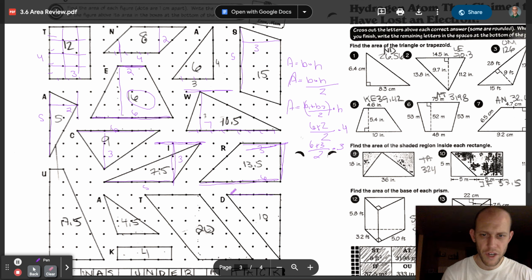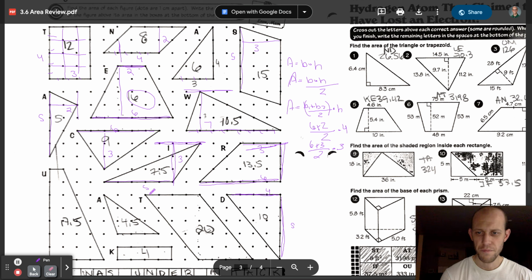We have a triangle right here. I could use this as the base or this as the base. It doesn't really matter, but then the other one's going to be the height. So I have a base of 1, 2, 3, 4, and a height of 1, 2, 3, 4, 5. So 4 times 5 is 20, but divide by 2 is 10.